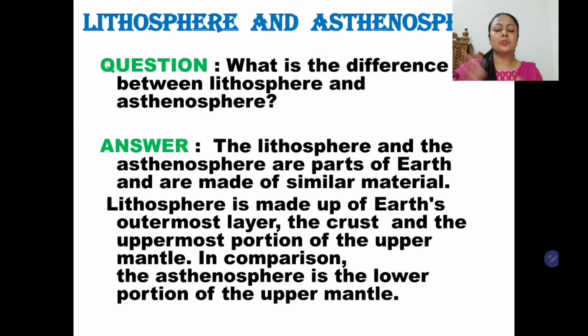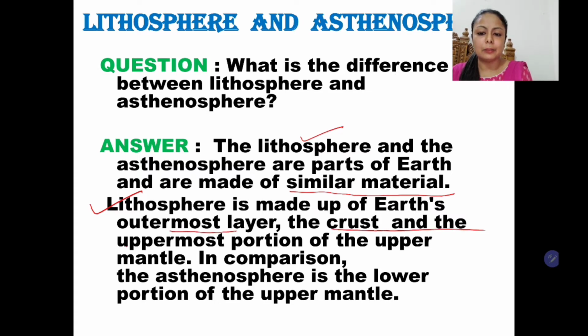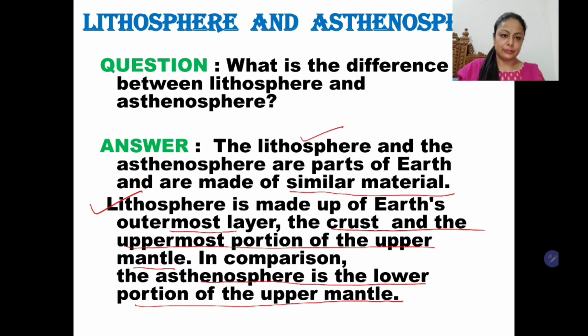Now students, the difference between lithosphere and asthenosphere, let's learn. The lithosphere and the asthenosphere are parts of the earth and are made up of similar material. So this is similarity, right? So what is the difference? Lithosphere is made up of the Earth's outermost layer, the crust, and the uppermost portion of the upper mantle, whereas asthenosphere is the lower portion of the upper mantle. So this is the difference. Lithosphere is in solid state, whereas asthenosphere is in molten or partially molten state.